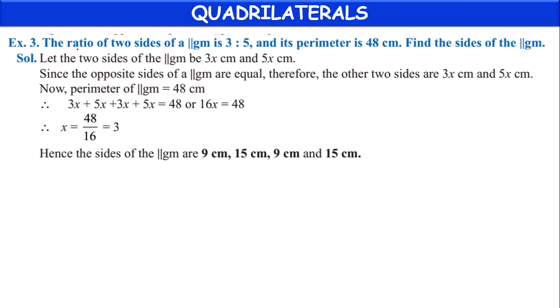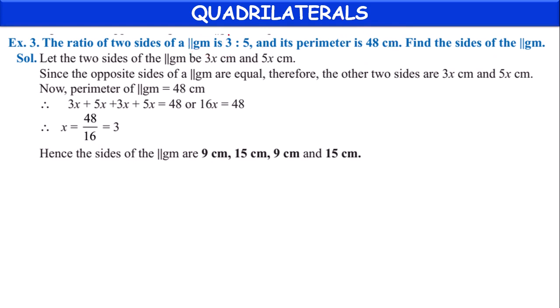Next one, example 3. The ratio of two sides of a parallelogram is 3:5. Its perimeter is 48 centimeters. Find the sides of the parallelogram. The symbol for parallelogram is two long lines we can draw, and we can write it in words as parallelogram. It is a shortcut for the word parallelogram. So in a parallelogram, the ratio of two sides is given, perimeter is given, we have to find the sides.